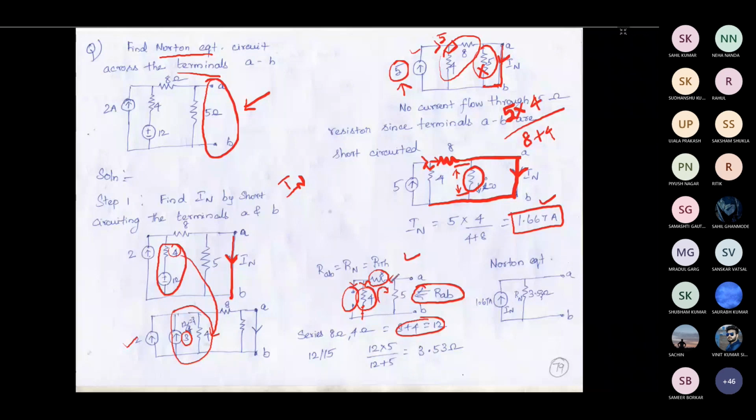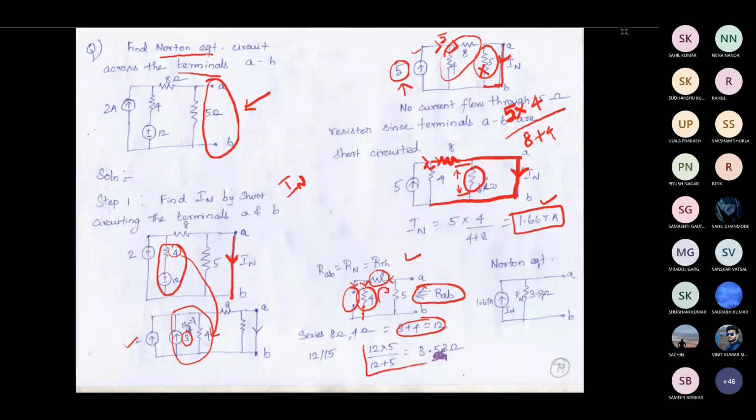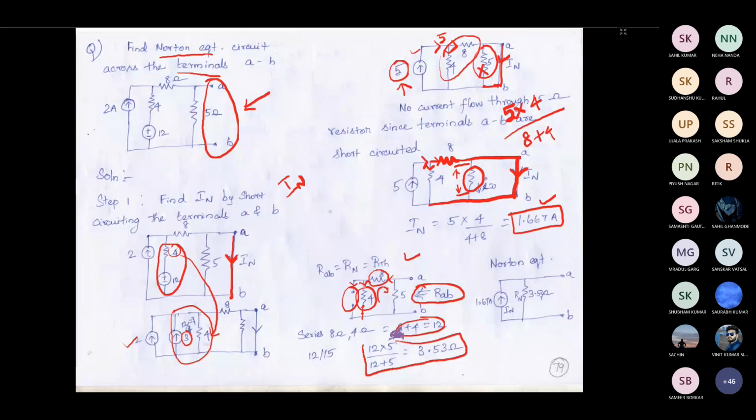So now that 12 ohm will be in parallel with this 5 ohm resistance. So you find the equivalent resistance based on the parallel combination. You will be getting 3.53 ohm. Okay, so the Norton equivalent will be coming as 1.67 ampere, and Norton resistance is coming as 3.53 ohm. So this is the Norton equivalent for the circuit given.